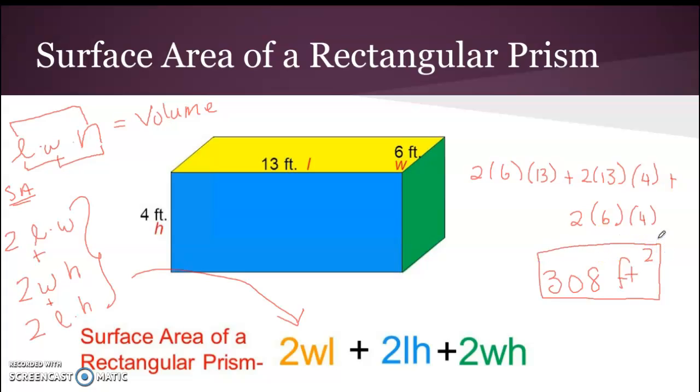Now, here's the question. Does it matter which one I label length, width, or height? Excellent. It does not matter because remember, we're going to be multiplying and then adding. So 3 times 2 is 6, 2 times 3 is 6. It doesn't matter, so be careful, okay? It doesn't matter how you label it. I could have said this was the width, I could have said this was the height, and then I could have said this was the length. I'll still get the same exact answer.